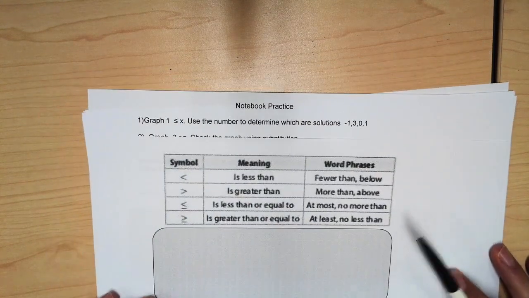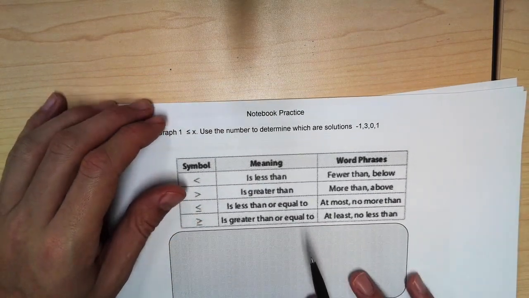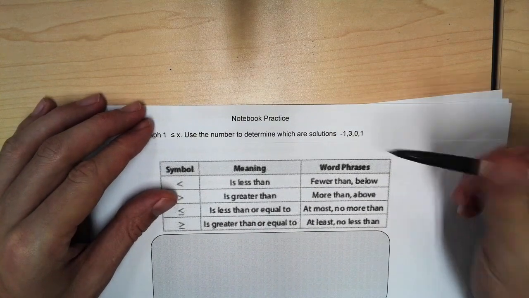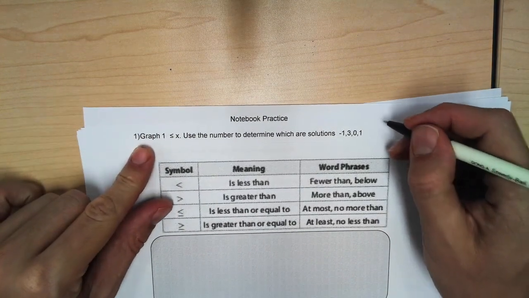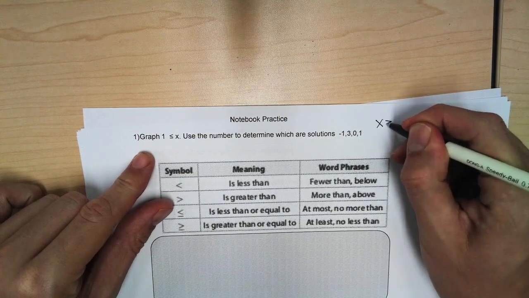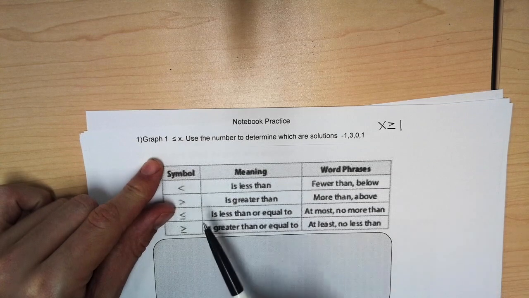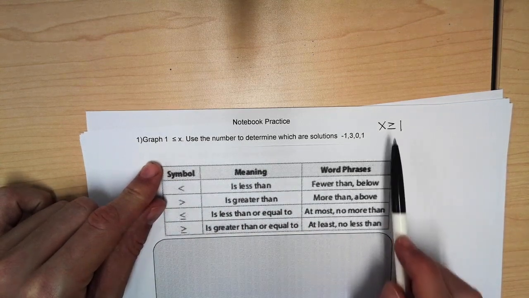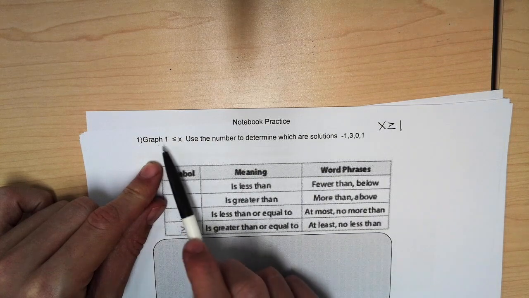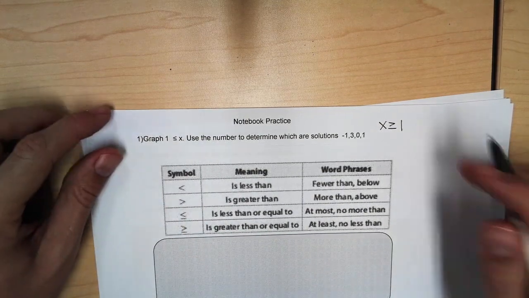We have graph 1 is less than or equal to x. Use the number line to determine which are the solutions. I'm going to rewrite this as x is greater than or equal to 1. How would you pronounce this? 1 is less than or equal to x is the same thing as x is greater than or equal to 1.